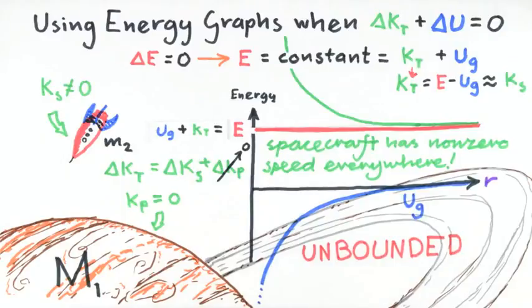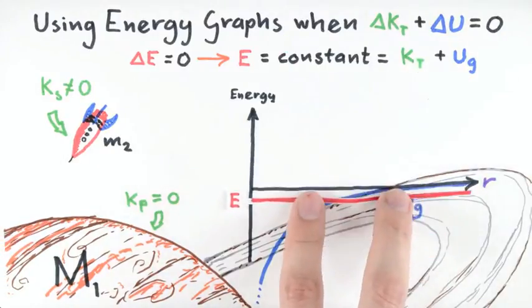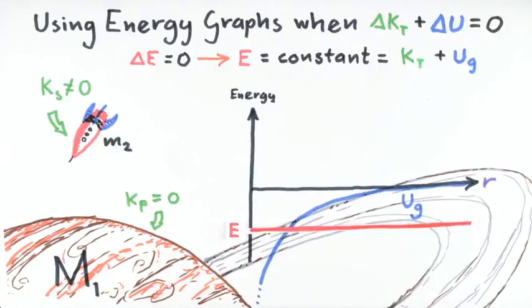Now let's look at the case where E is negative. Again, we can sketch the total energy E, and from that sketch, find the kinetic energy. But notice here a big difference from the positive total energy case. The kinetic energy goes to zero at a finite value of r. This means that there is a maximum separation distance that cannot be exceeded.